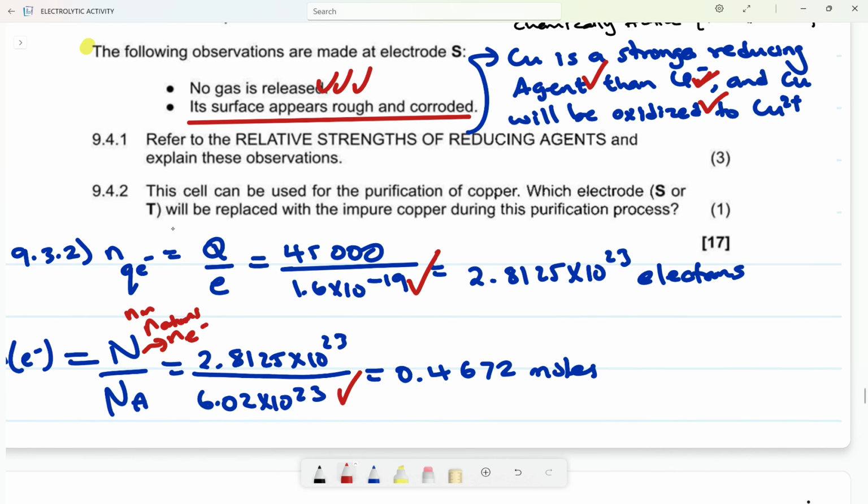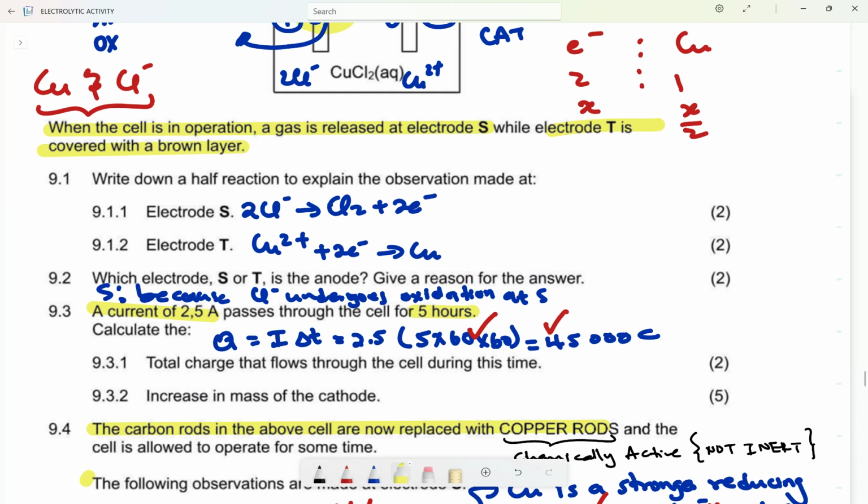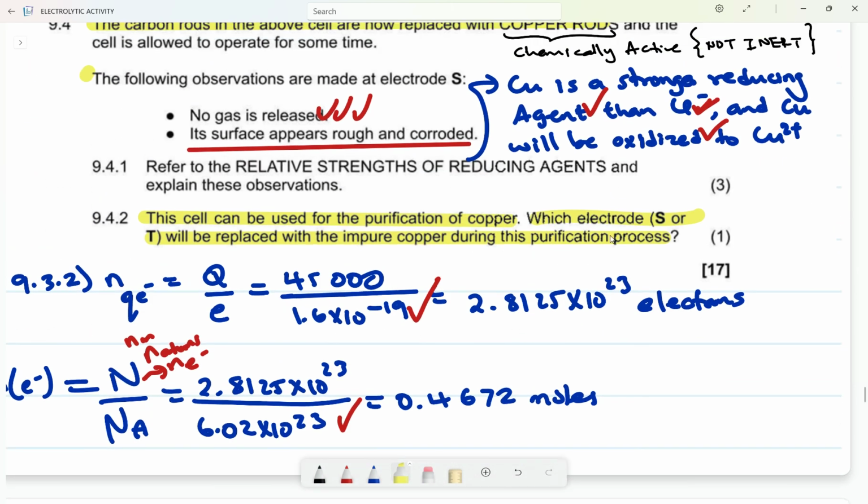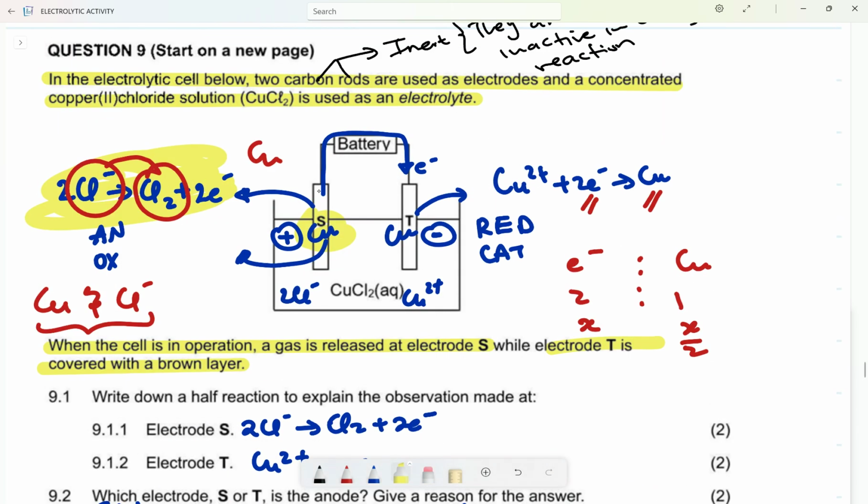And then now let me answer the last question, 9.4.2. It says this cell can be used for the purification of copper. Which electrode, S or T, will be replaced by impure copper during this purification process? The one that will be replaced by impure copper during the purification process is going to be S.